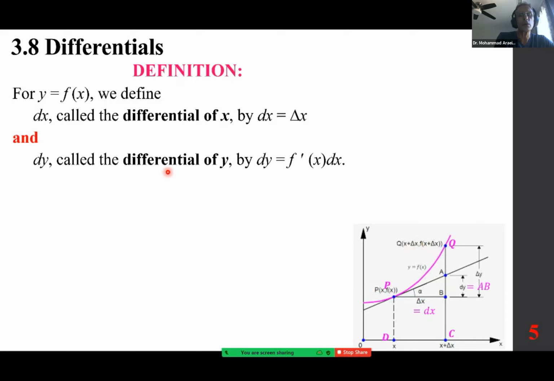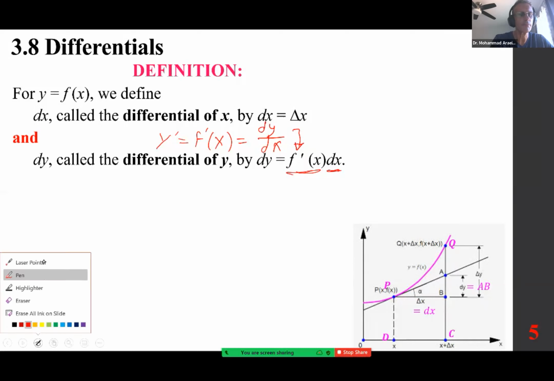We define dy, called the differential of y, by dy equals f prime of x dx. That's how we define dy. In other words, y prime or f prime of x is dy/dx. Therefore, dy is f prime of x times dx. That is the definition.